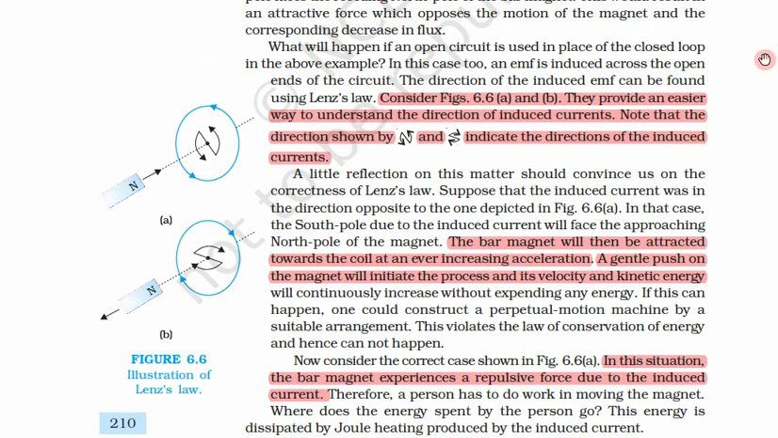Now let us consider these figures. They provide an easier way to understand the induced current. Note that the letters N and S indicate the direction of the induced currents. So they have found some way in which you can remember. If north is coming close, you can write N, that means anti-clockwise. If north is going far, you can write S, so a south pole is created. If north is coming, a north pole is created to just oppose this. If the north pole is going far, a south pole is created just to attract this. So whatever is happening, it will try to oppose that.